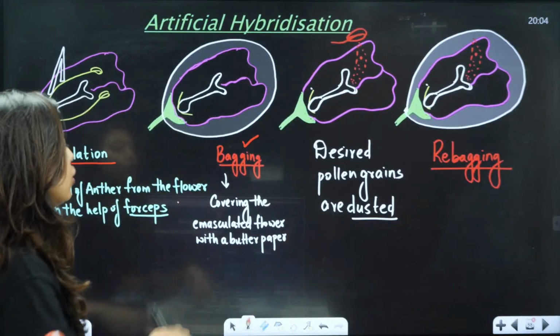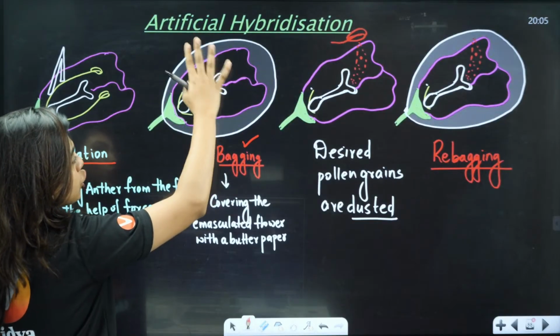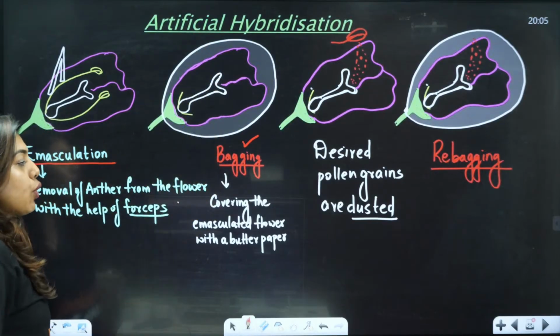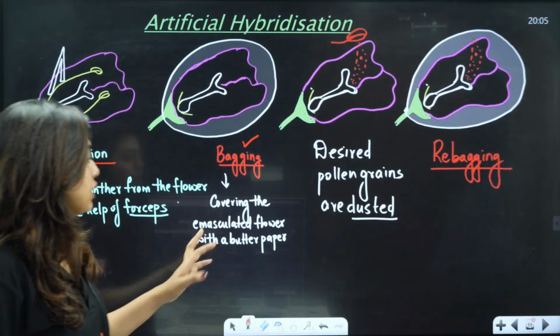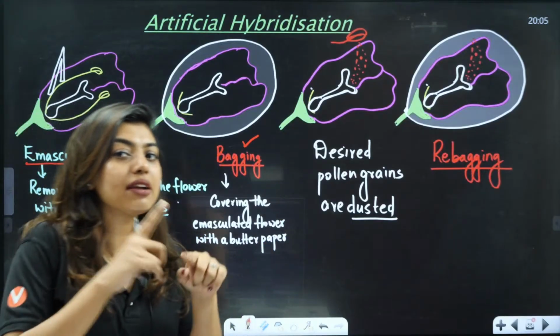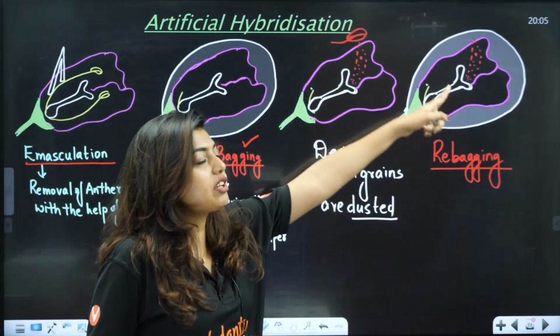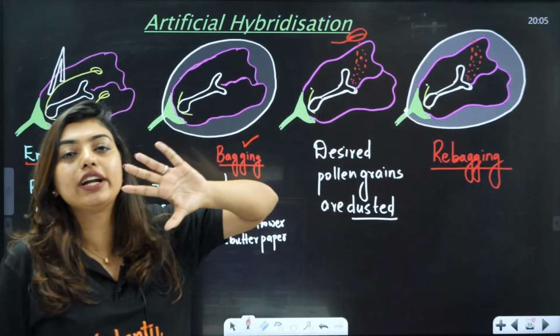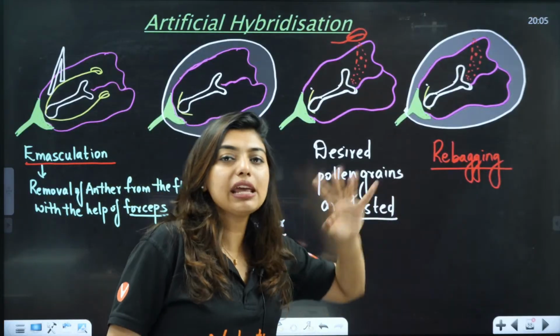So look, bagging, it will cover the entire flower to protect it from any other unwanted pollen grains, covering the emasculated flower with butter paper. Now after that, I am the one who is deciding, so I will dust the pollen grains of the desired plant and I will again cover it with a bag. Why? To avoid any kind of contamination. So desired pollen grains are dusted, rebagging is done.